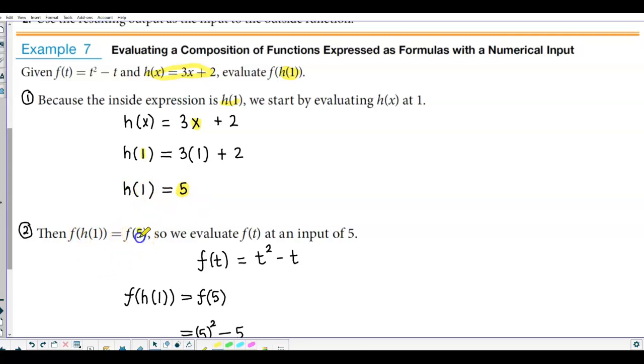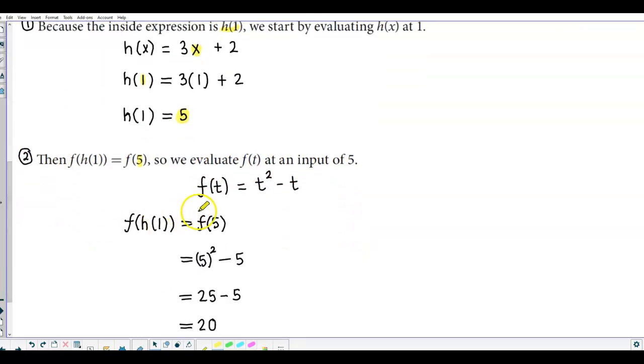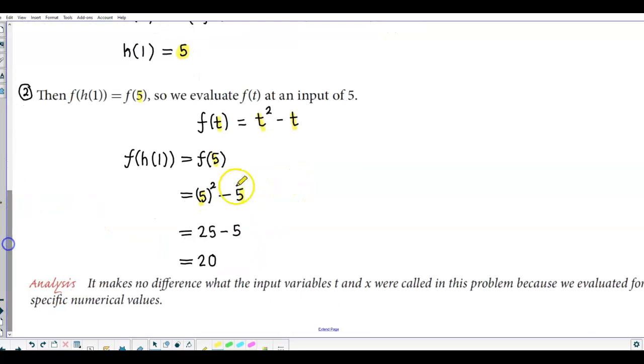Now this becomes f of 5, and we're going to plug that into our function f of t as an input of 5. So 5 is now going to be plugged in for the variable t in that function. So f of 5 becomes 5 squared minus 5. And so we get 5 squared, which is 25, minus 5 gives us 20.